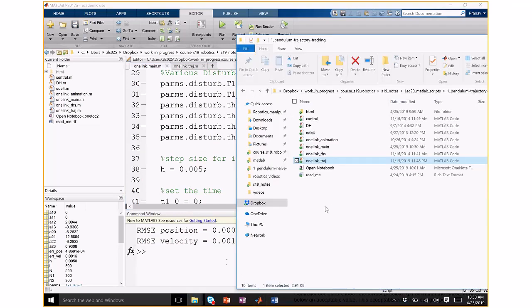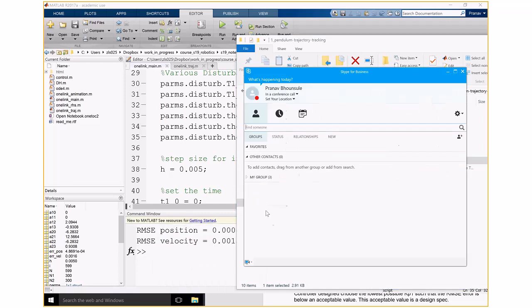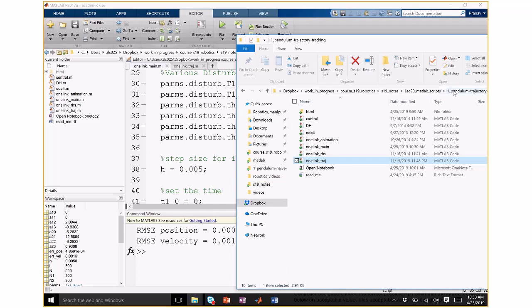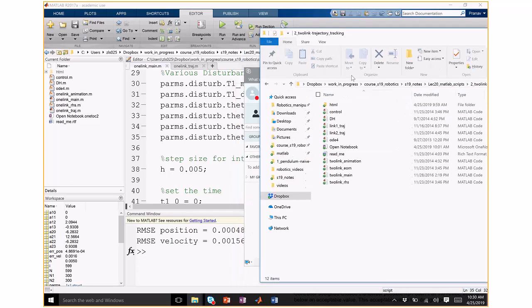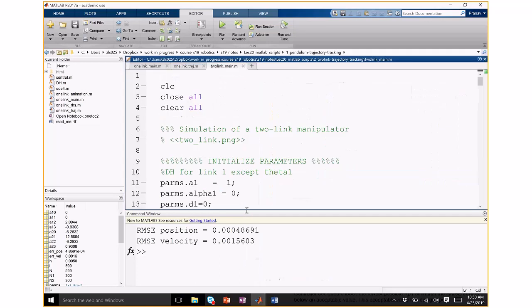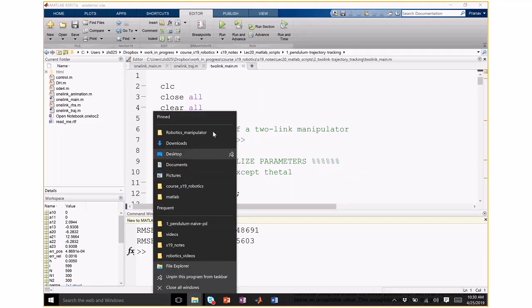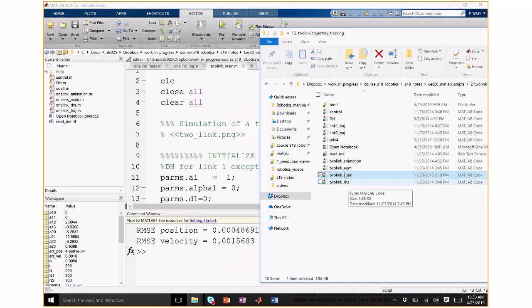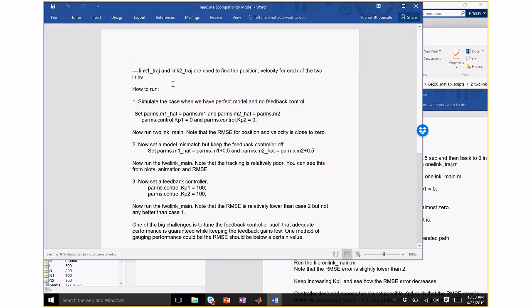What do I have more? Two links. So I just went ahead and did two links now, which is slightly more complicated, but the ideas are all similar. Two link main, and for this I have a README, which I hope will help you navigate what's going on here. So if you open the README, link 1 traj and link 2 traj are used to find position and velocity, to simulate the case when you have a perfect model and no feedback.